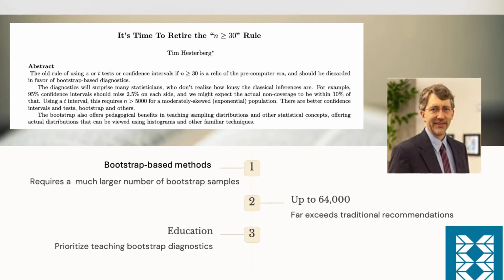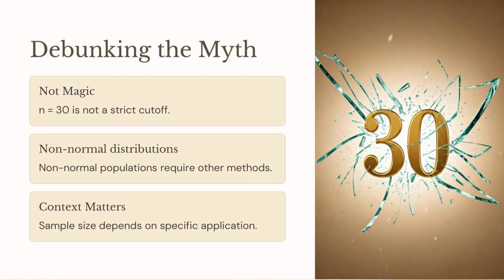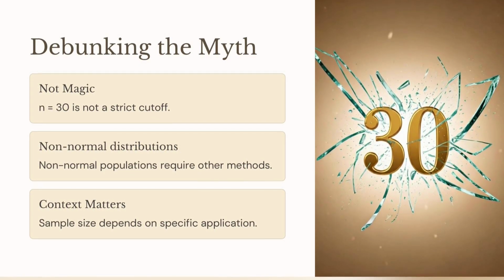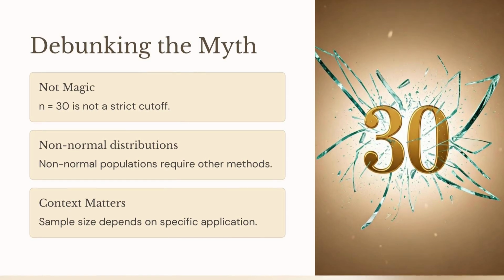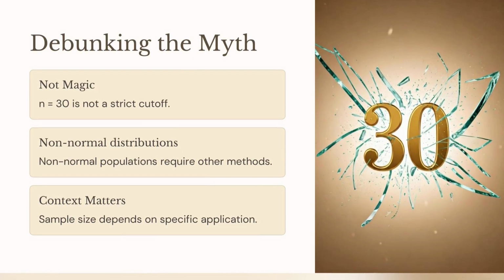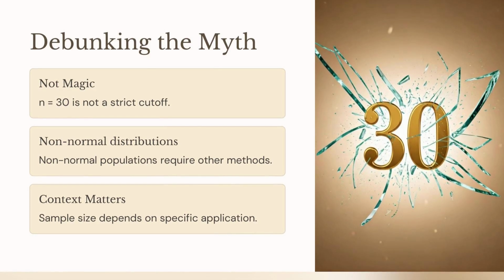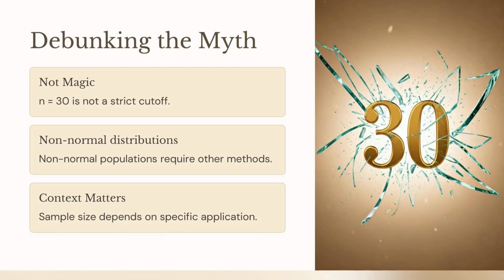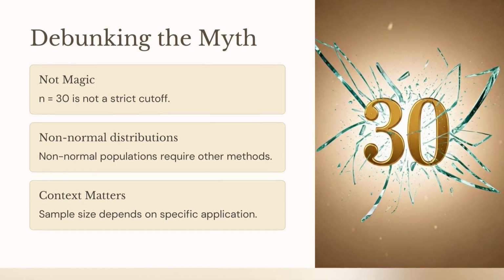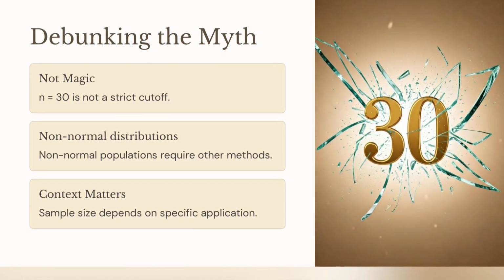relying on outdated rules. The number 30 has been widely accepted in statistical education and practice as a reasonable rule of thumb. Because it works well for some applications, it has been passed down through textbooks and became a convention. However, this doesn't mean that 30 is a strict cutoff. For populations with extreme skewness or high variability, alternate modeling methods might be necessary.